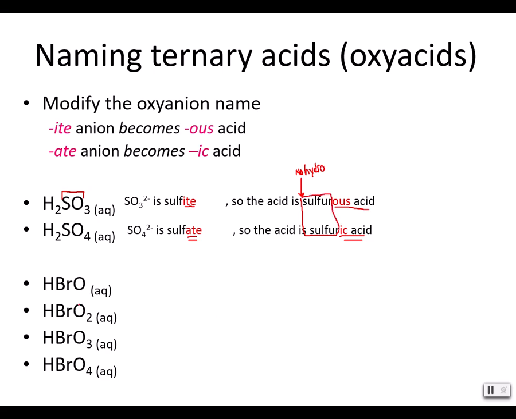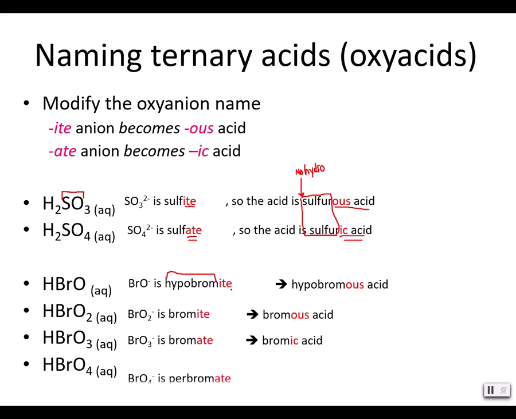And then you would use the similar rules for these other examples. BrO negative is hypobromite. So the acid is, you still use the stem here, hypobromous because of the ending of the "ite," and so on and so forth.